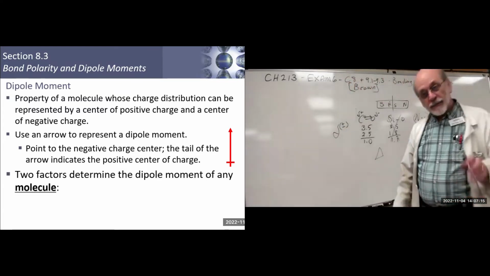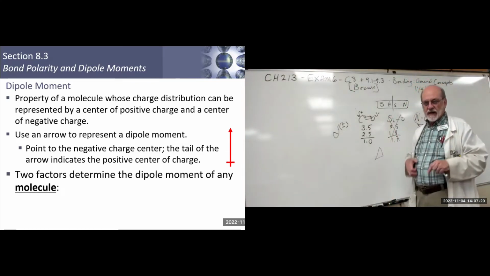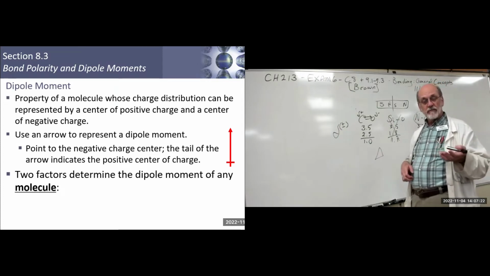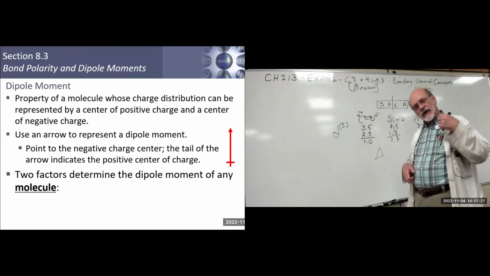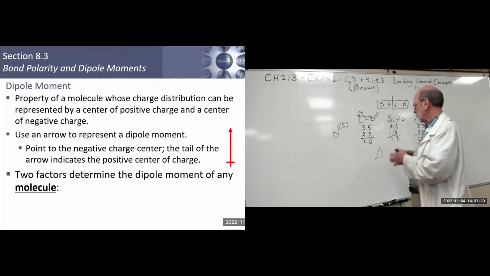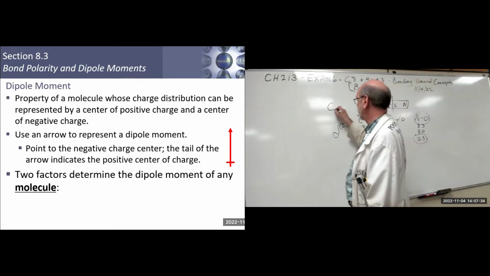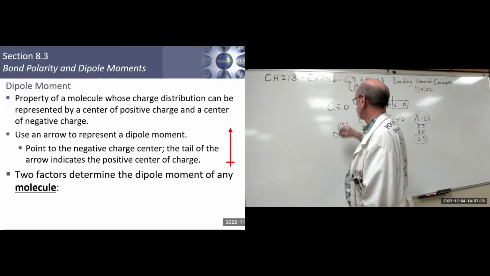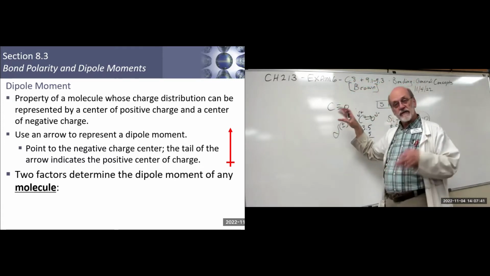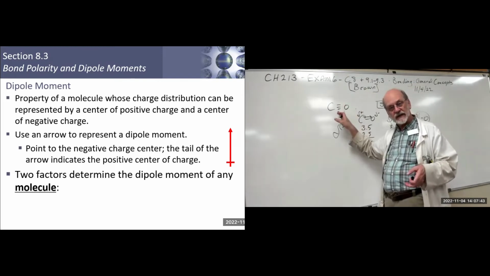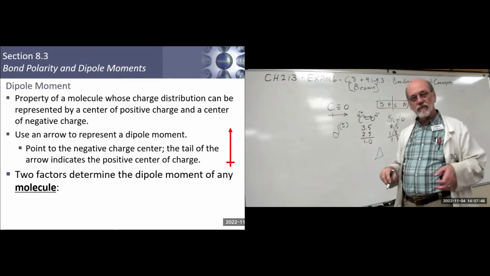Now, up to this point, we've talked about the polarity of individual bonds. But suppose we have molecules that have more than one bond in them, right? What are you going to do there? If you only have one bond, say a molecule that's carbon monoxide, you can say something about the polarity of the molecule because you know the polarity of the bond, right? It's going to be like this.